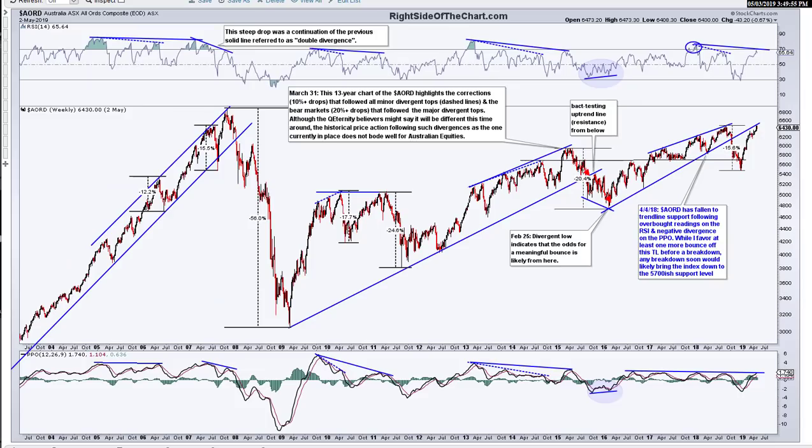Okay, we'll start out here with the Australia All Ordinaries Index or Composite. These are long-term charts, so we're just going to look at weekly charts because that paints a big picture. You can see going back in time, same old, same old.